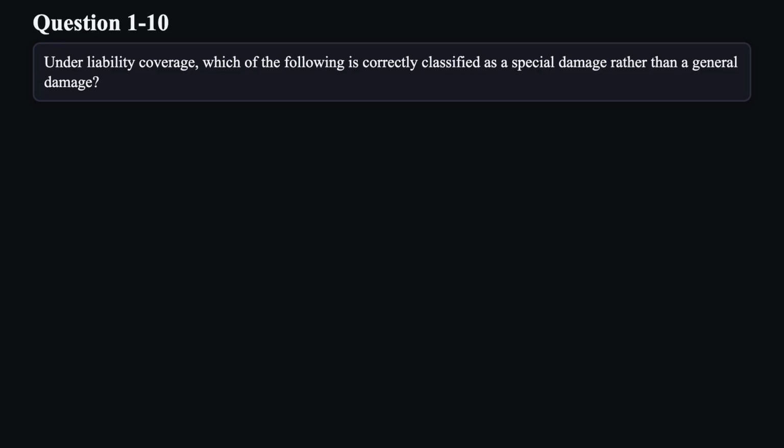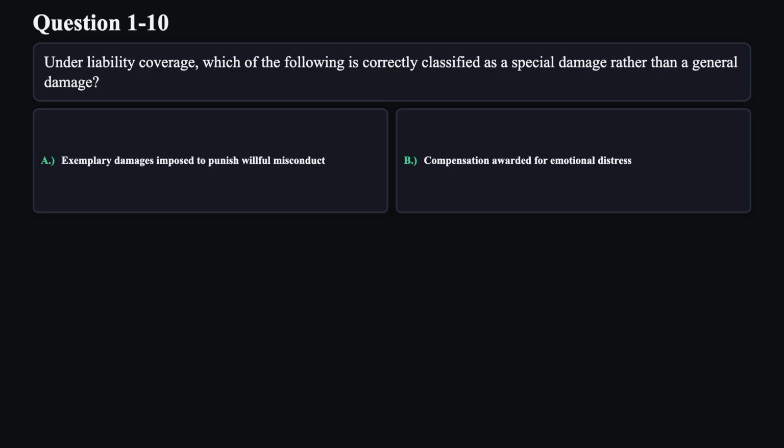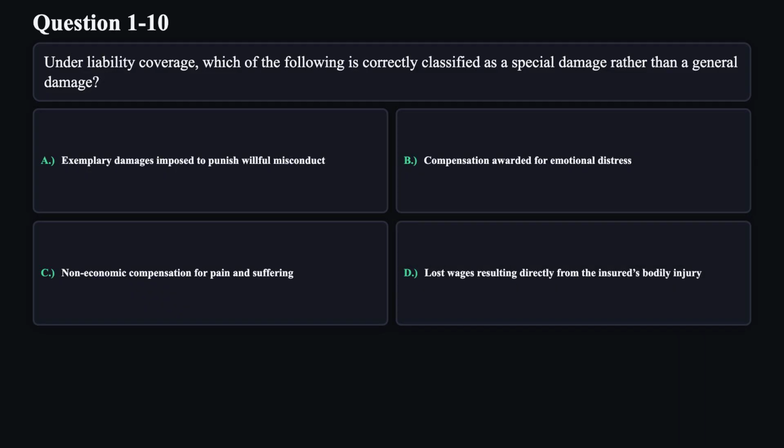Question 10. Under liability coverage, which of the following is correctly classified as a special damage rather than a general damage? A. Exemplary damages imposed to punish willful misconduct. B. Compensation awarded for emotional distress. C. Non-economic compensation for pain and suffering. D. Lost wages resulting directly from the insured's bodily injury.